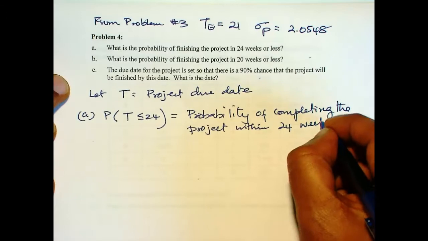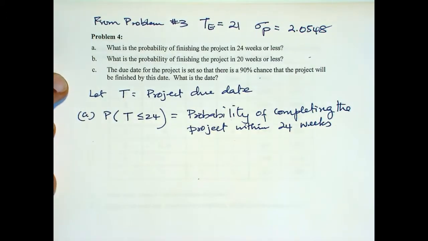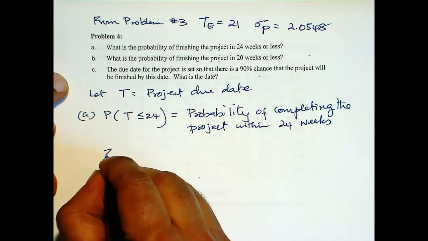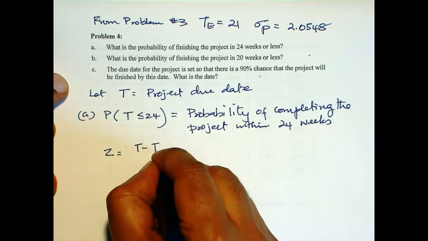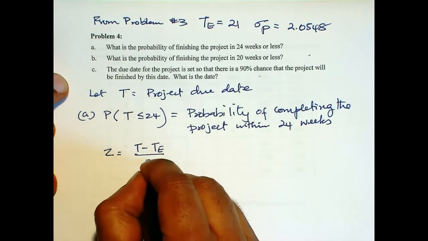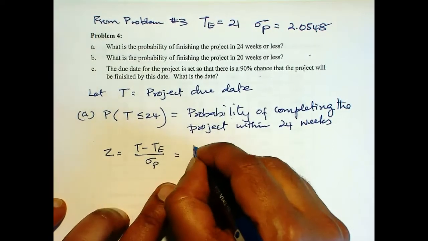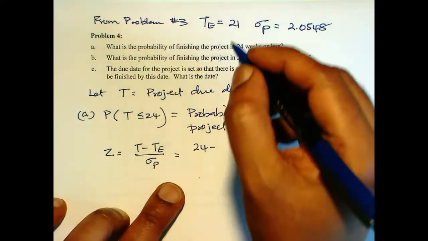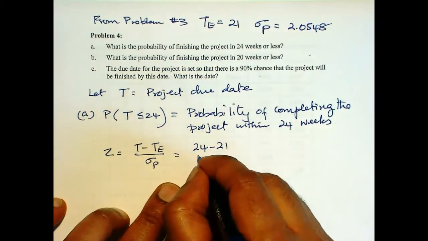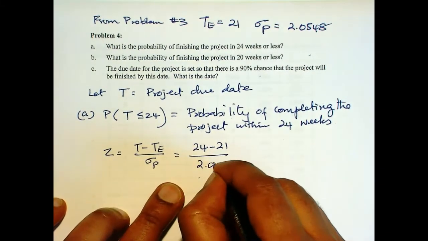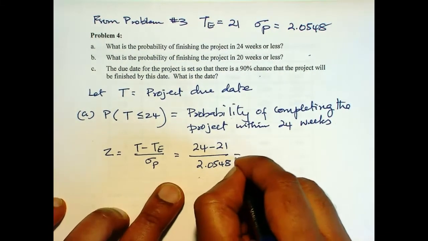So we have to first find Z. The formula is T minus T sub E over sigma sub P. So T is 24, T sub E is 21, divided by 2.0548 gives us 1.46.